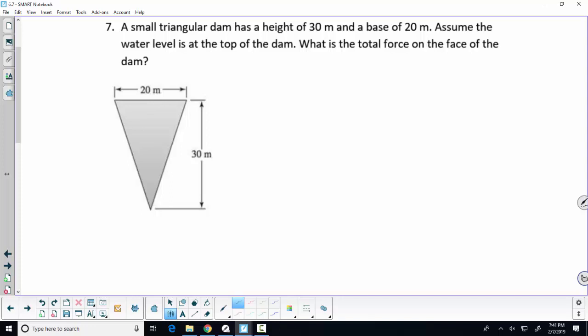Calculate the force on the face of the dam. And really, you should just remember these two formulas and what goes where, because I'm not going to deviate from this on the exam. In my opinion, there's not any curveballs on the exams.